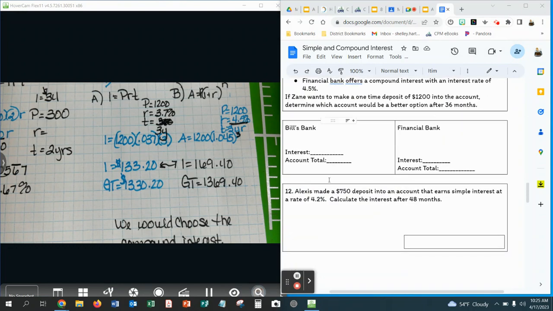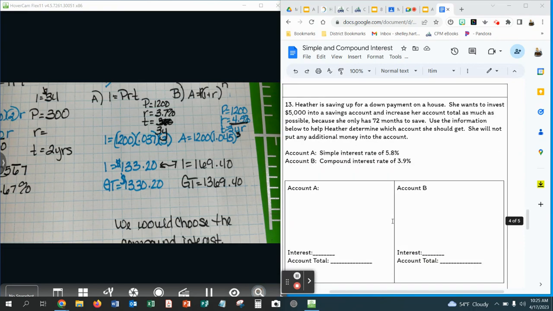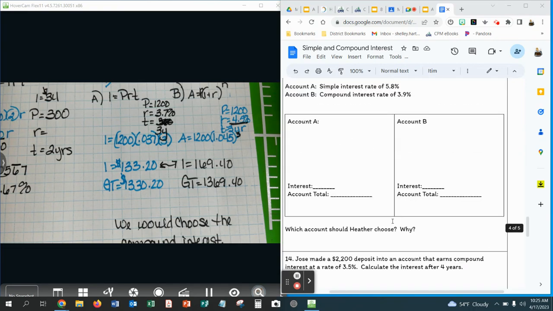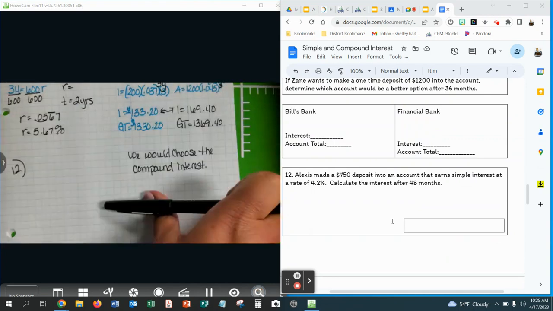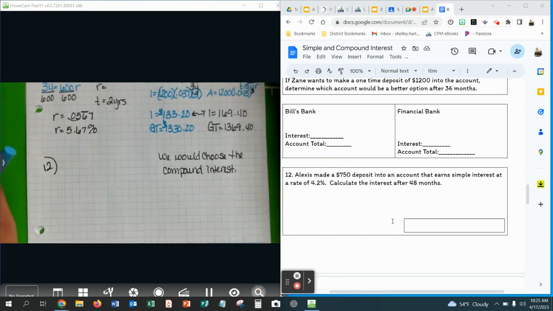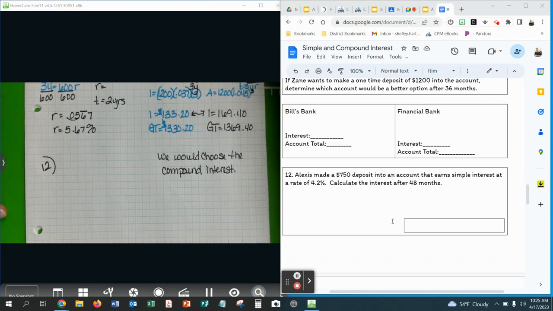All right, so make sure and fill that in for 11. And we have 13, 14. All right. So Alexis made a $750 deposit into an account that earns simple interest at a rate of 4.2%. This is 12. Calculate the interest after 48 months. So, what do I need to do first?